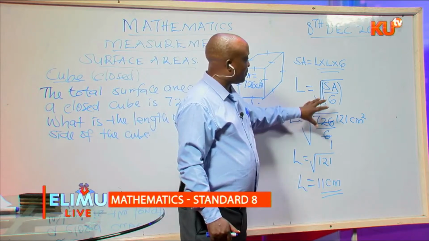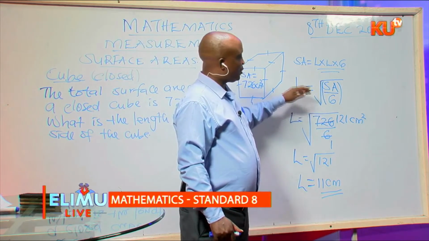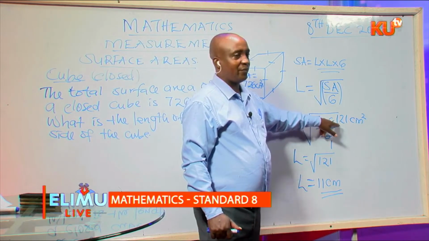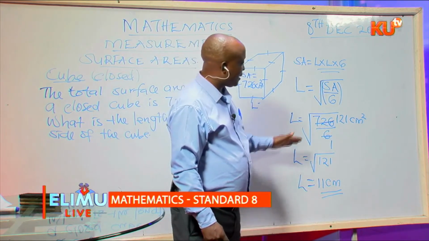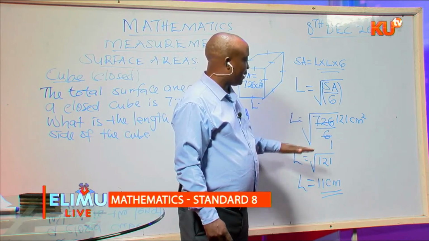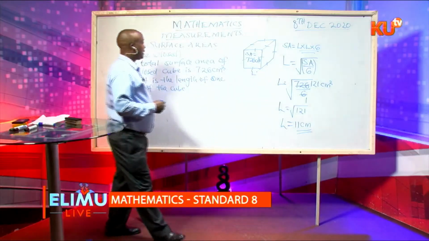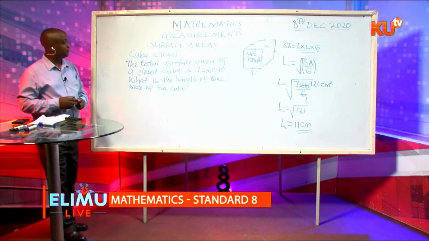And remember, this face is a square. So we are getting the area of a square face. So the area of a square face is 121. Then to find the length, you find the square root of that to get the length. So I'll give you another one very fast.